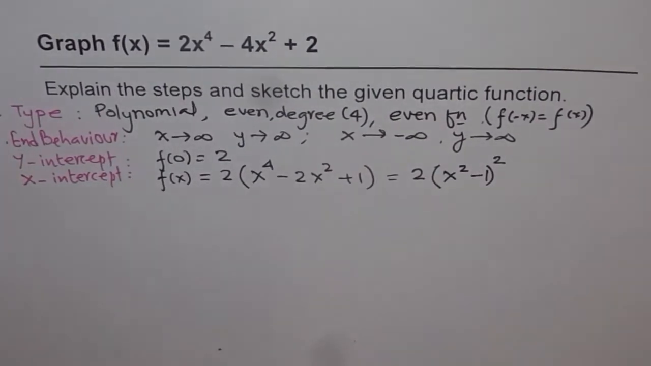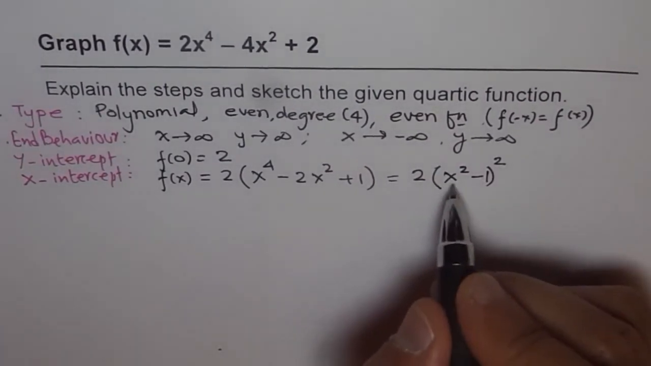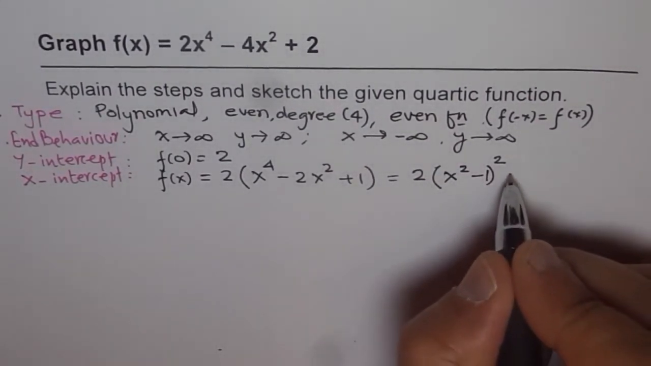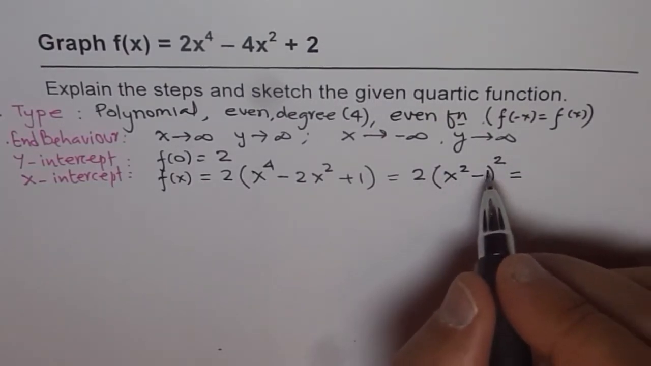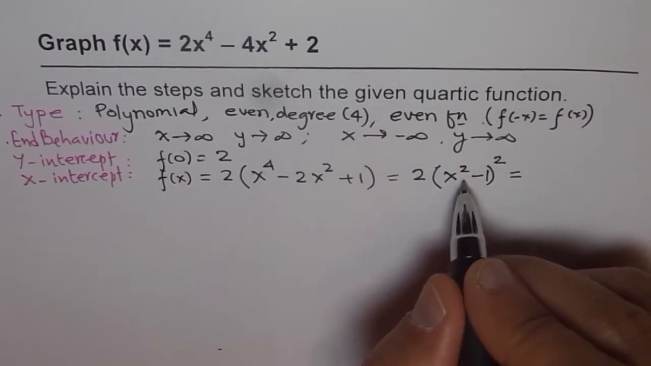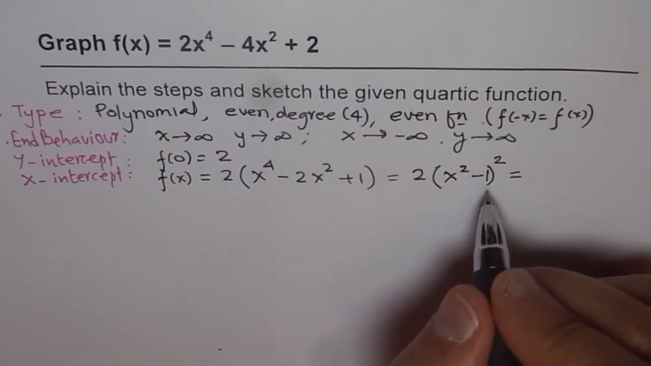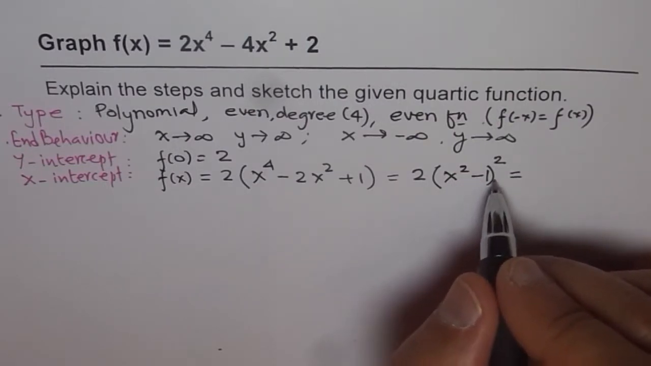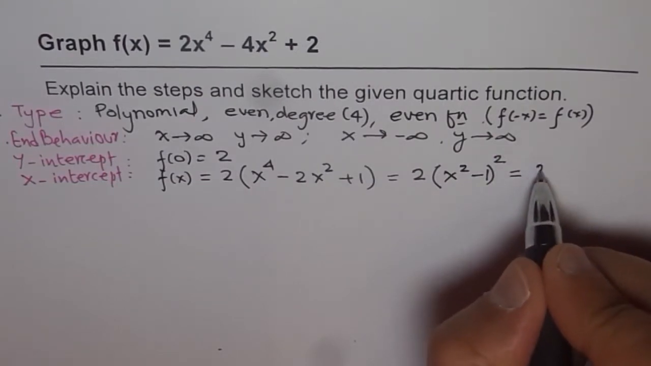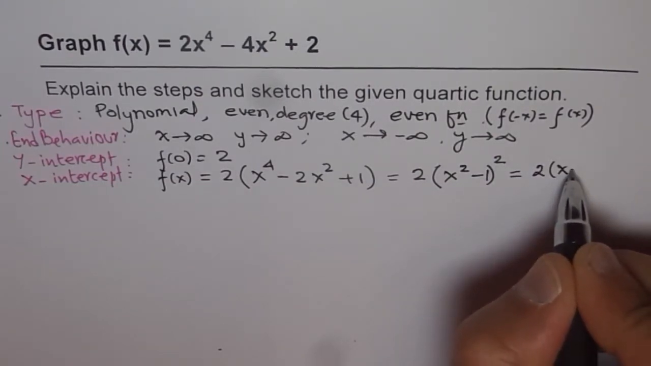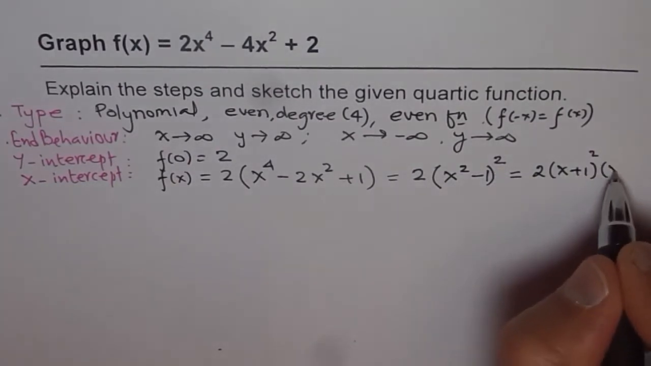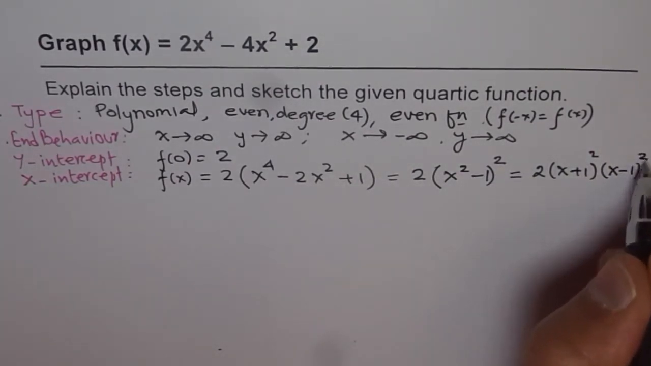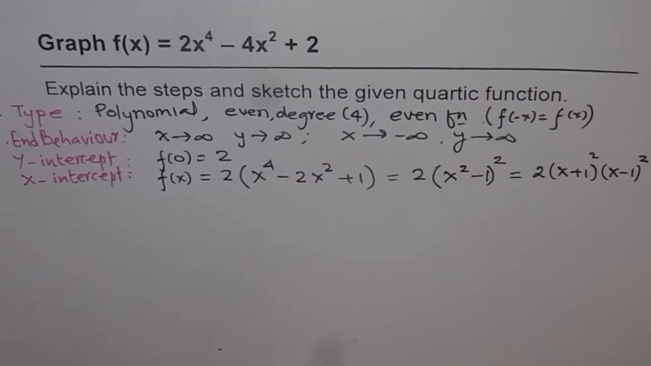So it's a perfect square. But see, we can further factor this, right? So it becomes 2 times, so this is degree 4, x squared minus 1 could be written as x plus 1 times x minus 1. So let me factor this further, and let me write this as x plus 1 squared, because of this square, times x minus 1 squared. So that is how the function is.